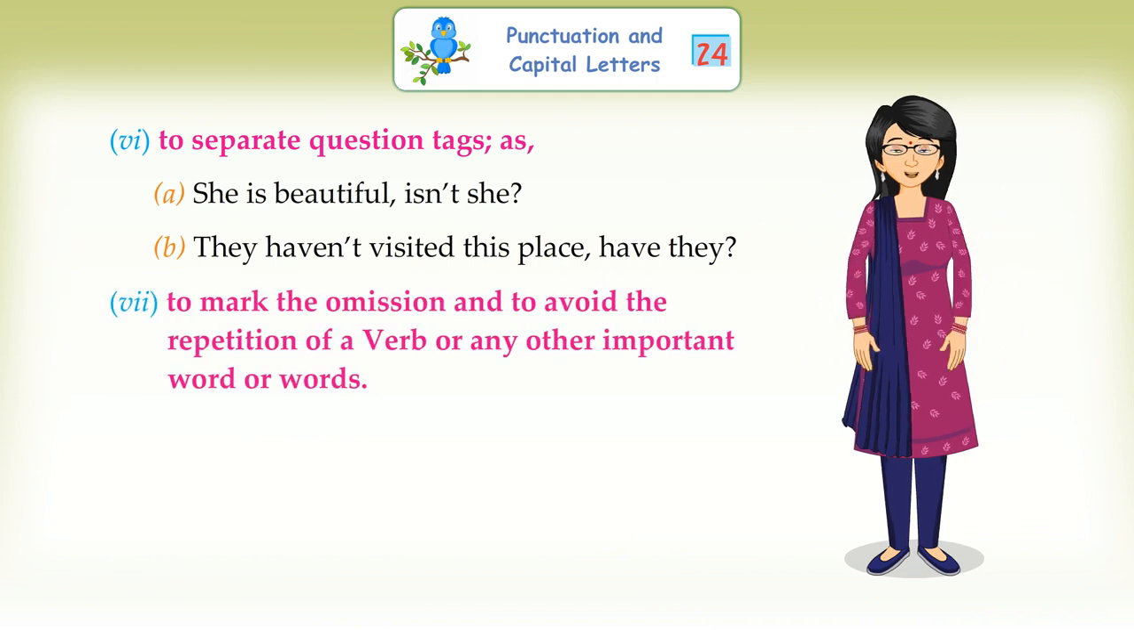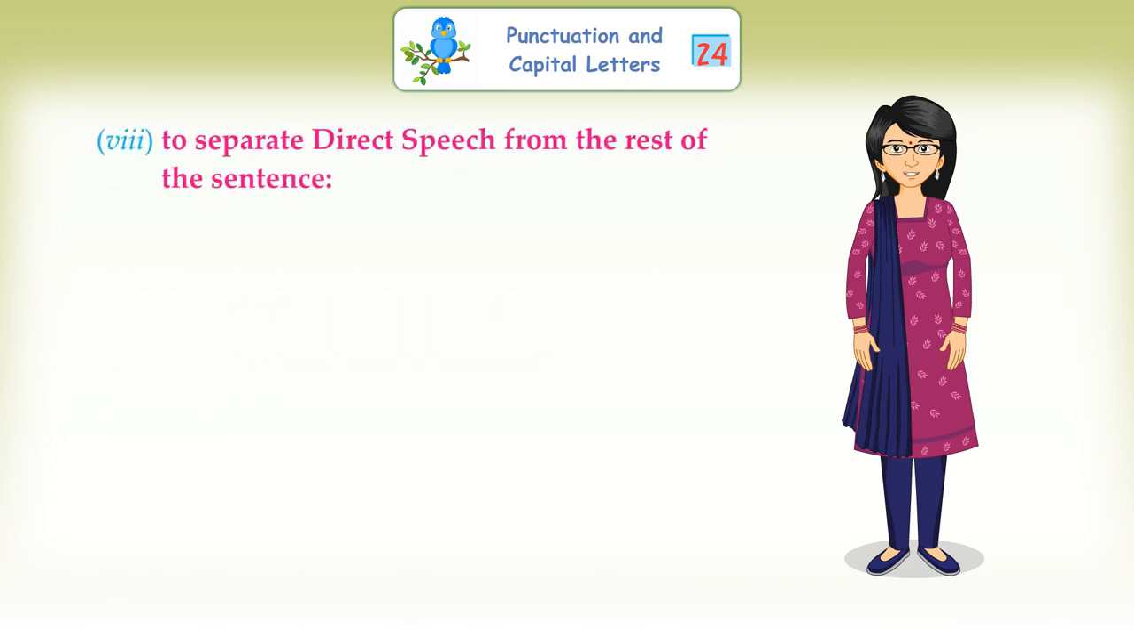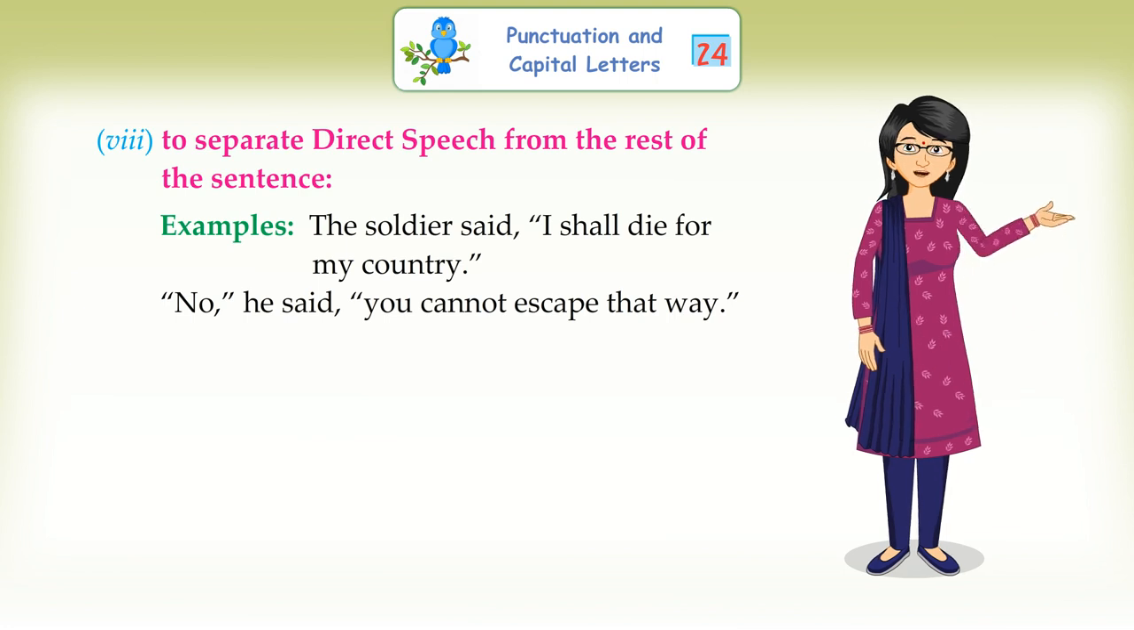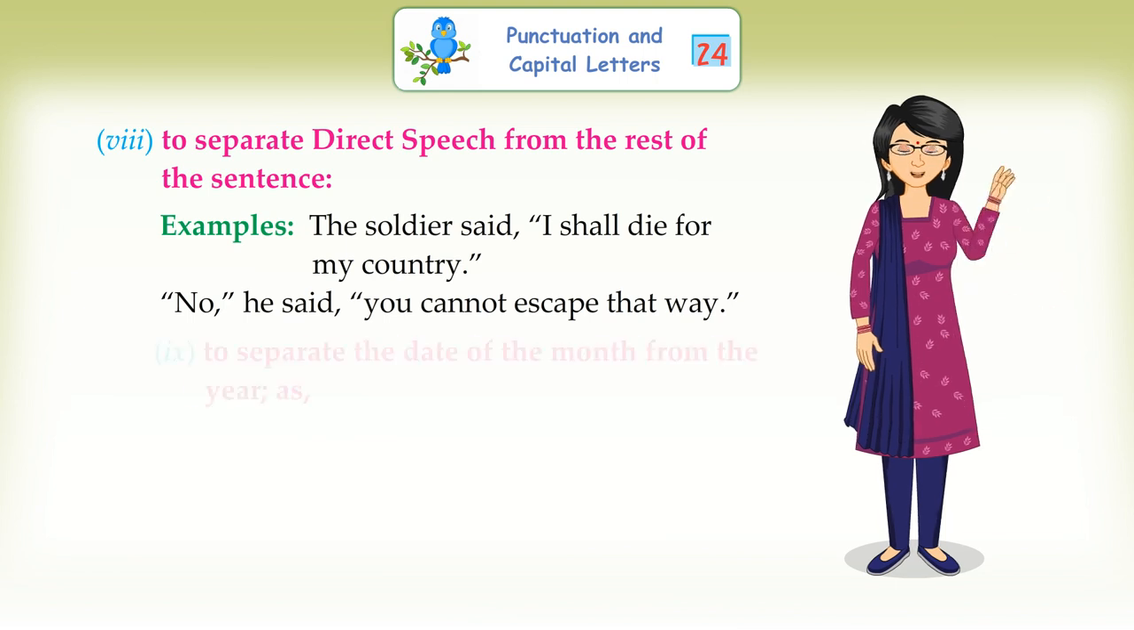To mark the omission and to avoid the repetition of a verb or any other important word or words. Examples: He did his homework, I mine. She is a teacher, her brother a doctor. To separate direct speech from the rest of the sentence. Example: The soldier said, "I shall die for my country." "No," he said, "you cannot escape that way."